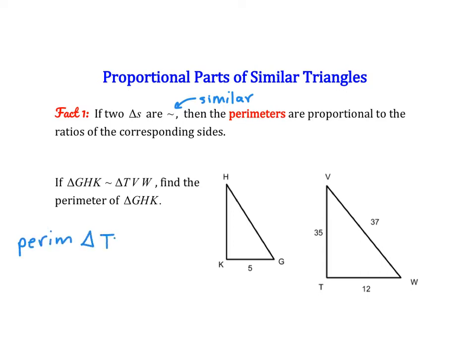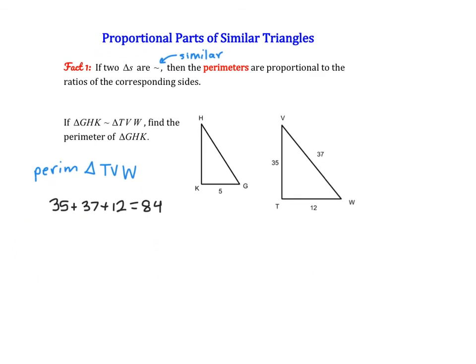So the first thing I'm going to do is find the perimeter of triangle TVW. I can do that by adding up the three sides. So here we can do 35 plus 37 plus 12, and that will be 84.